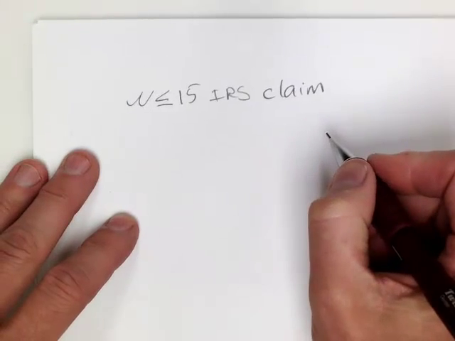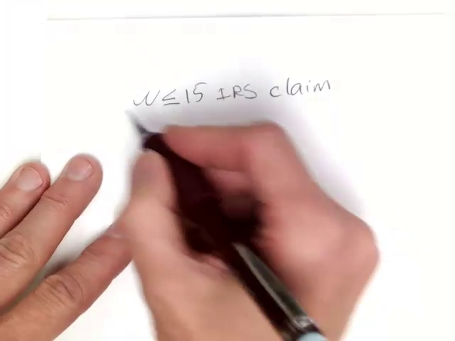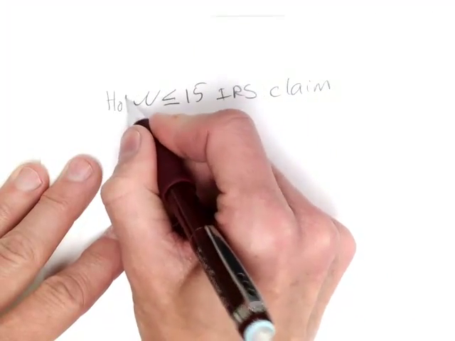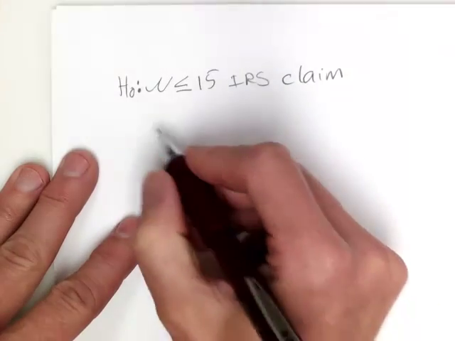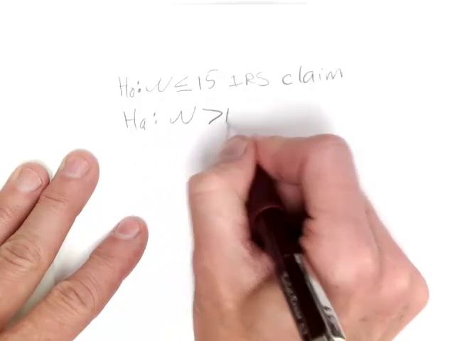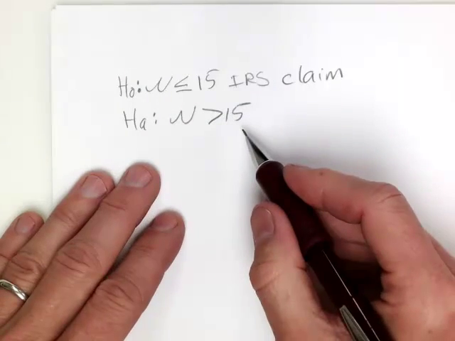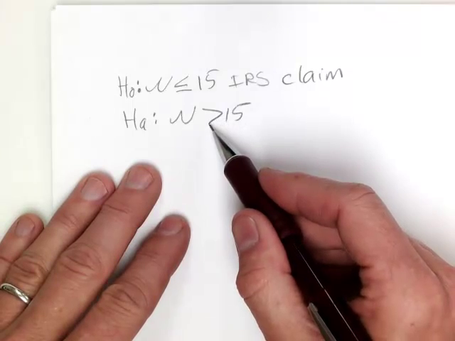Because this contains the case of equality, this is going to be the null hypothesis. This by default makes the alternative mu greater than 15. So this is a single-tailed test. It's going to be an upper-tailed test.